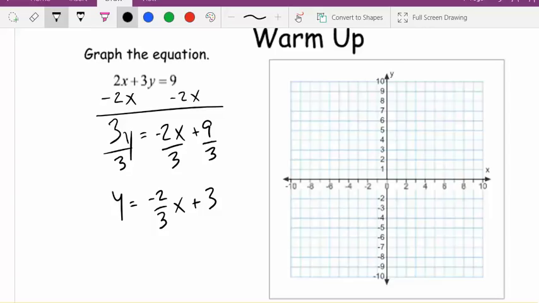Our y-intercept is 3. Our slope is down 2, right 3. Down 2 and right 3. We can also go up 2 and left 3. That's enough points. Draw our line. And there's our line.